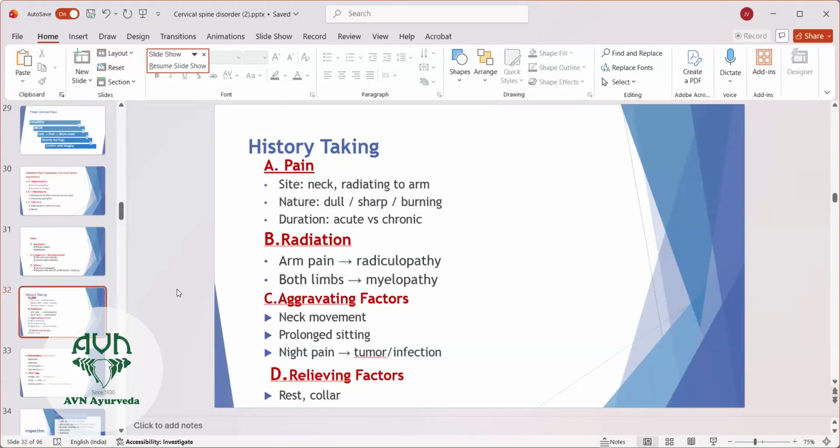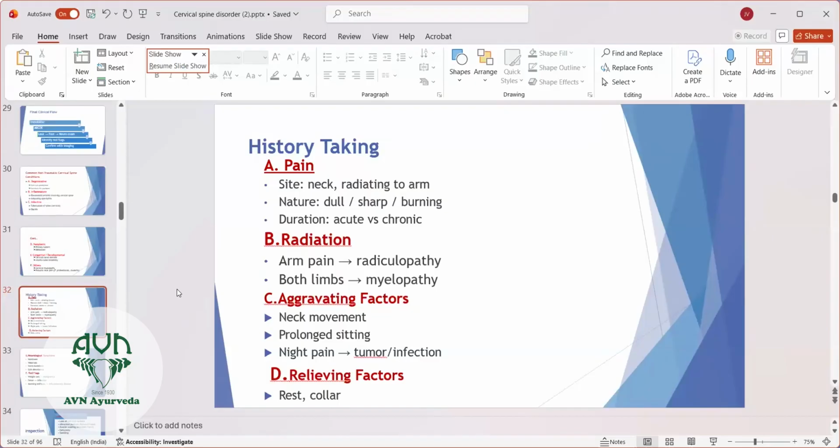Also the radiating pain, radiculopathy: whether the pain is radiating to only one upper limb or both. We have to look for whether the radiating pain is to only one arm or to both upper limbs. We also have to ask about the aggravating factors: whether the pain aggravates with neck movement, prolonged sitting, or at night.